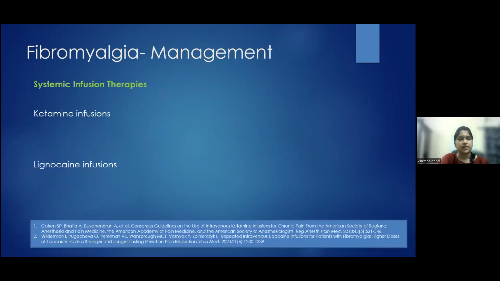Now coming to the systemic infusion therapies, and both these articles are very good. I will tell every one of you to save this on your desktop. This is the consensus guidelines on the use of intravenous ketamine infusions for chronic pain. A very nice article where you can clear all the doubts on ketamine, including the adverse effects and for which condition it is more effective. This guideline is from the American Academy of Pain Medicine and the American Society of Anesthesiologists. This is 2018, so a relatively recent one.